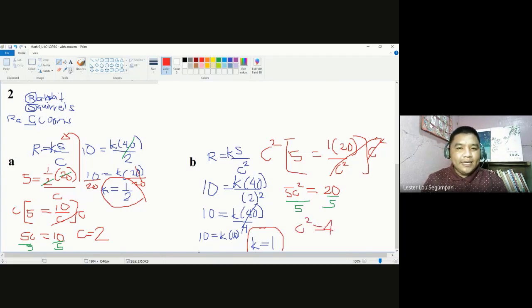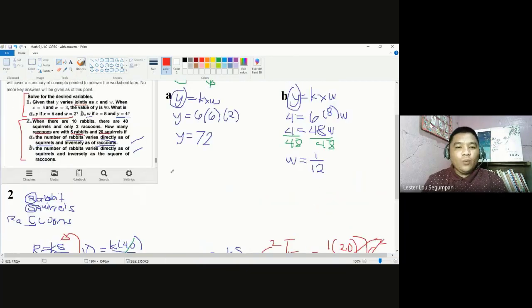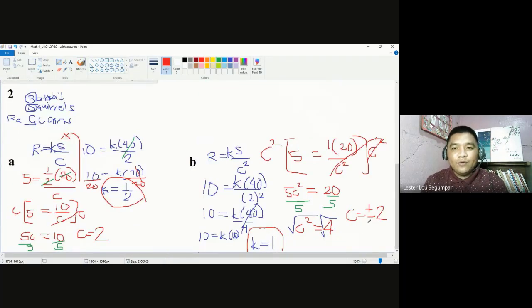But we are asking for C, the number of raccoons, not C squared. What we need to do here is to take the root of both sides. Always remember that if we take the square root of a number, we have two possible answers. C is equal to positive and negative 2, because when you square positive 2, that's 4, and when you also square negative 2, that's also 4. But let's look at the problem. We have rabbits, raccoons, and squirrels. They are living things. That would mean the negative value is not possible. We cannot have negative 2 raccoons. What we can only have is positive 2 raccoons. So this is our final answer.